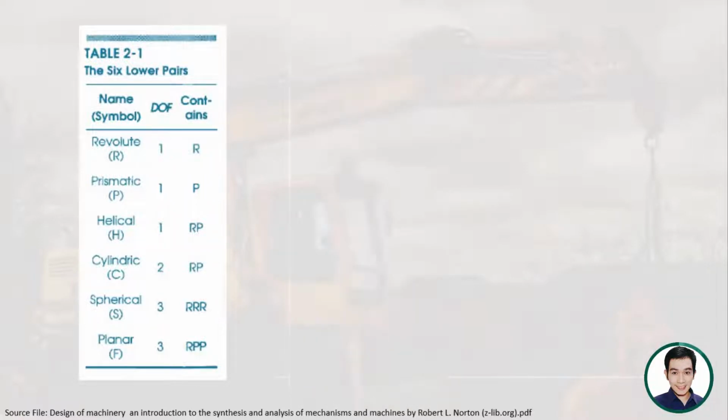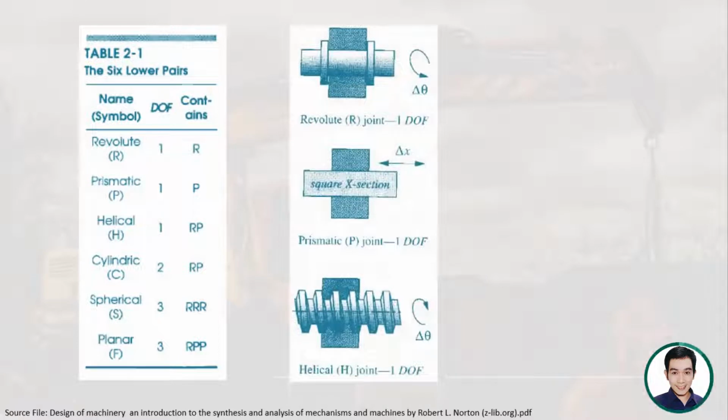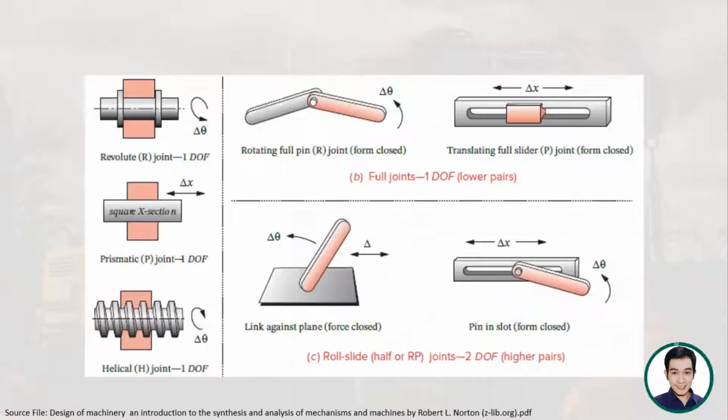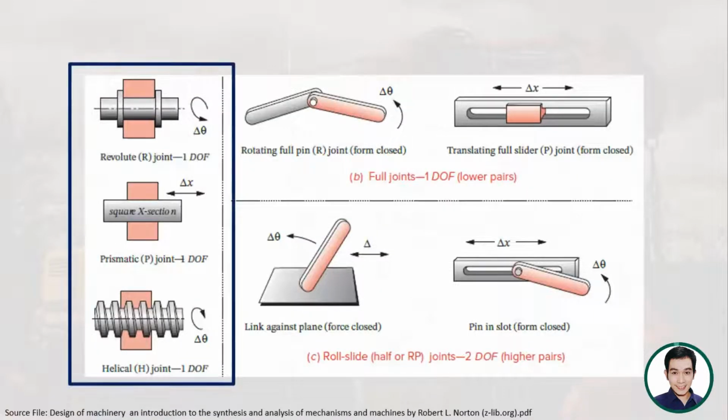So you can see here also the schematic diagram for the revolute joint, prismatic joint, helical joint, cylindric joint, spherical joint, and the planar joint. So let us try to examine them further. So you can see here three of the six lower pairs.